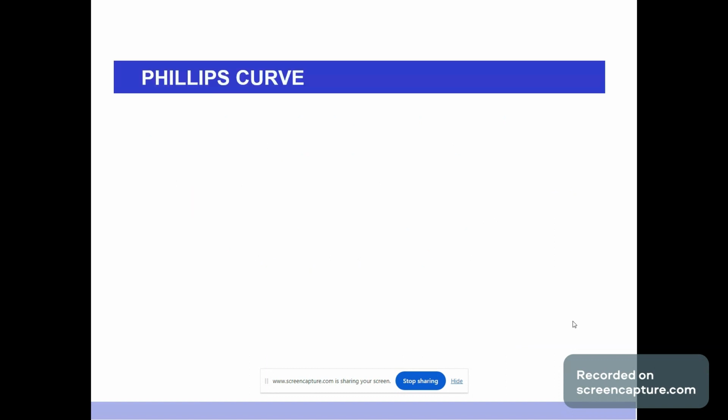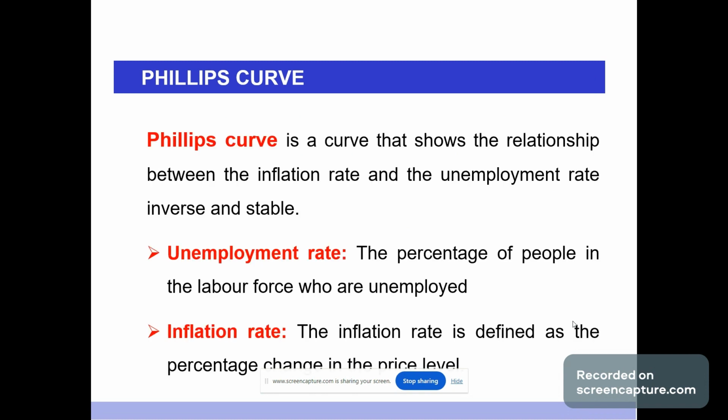Basically, the Phillips curve shows that there is an inverse and a stable relation between price inflation and unemployment. So what is unemployment? It means the percentage of people in the labor force who are not working. There are many people in the economy who are not working, like children and elderly people. So are all of them unemployed, or will everyone be considered unemployed? No, only the people in the labor force who are not working will be considered unemployed.